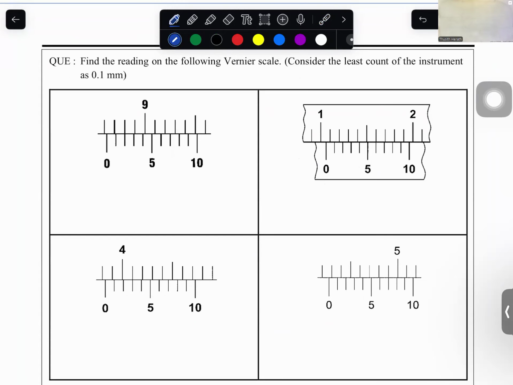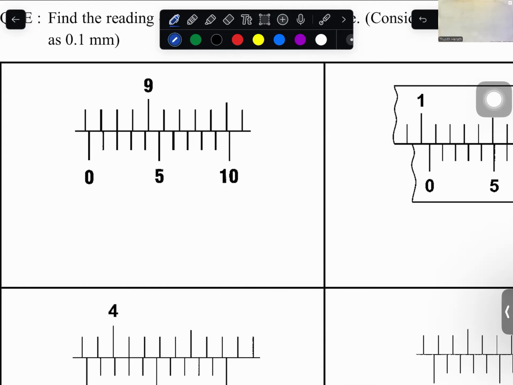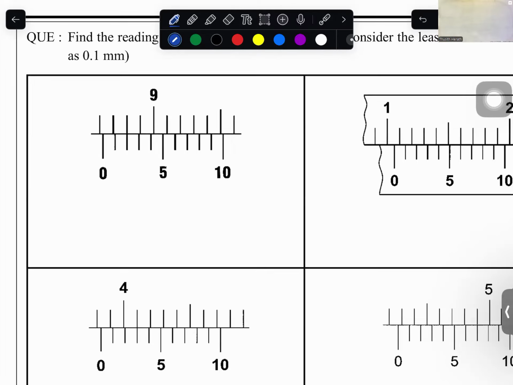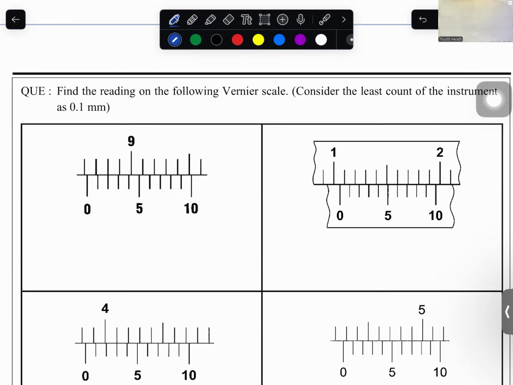Consider the least count of the instrument as 0.1 for these questions. Okay. Here, first one. What's the reading of the main scale here? Here, one thing you have to identify. Normally, the main scale is calibrated in centimeters. So here's the 9 centimeter, right? 9 centimeter. So in millimeters, it should be 90 millimeters.